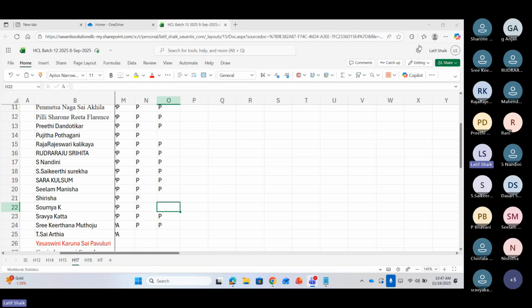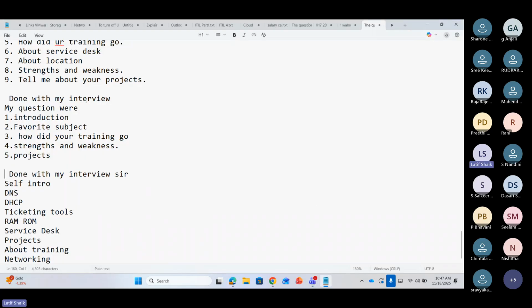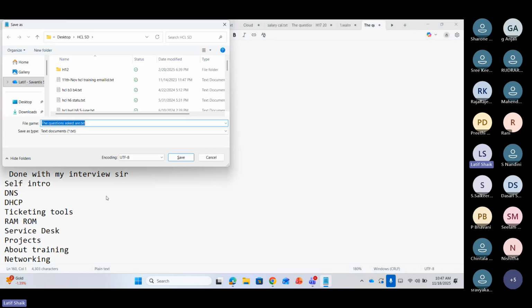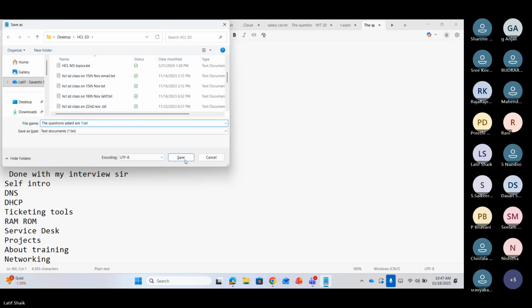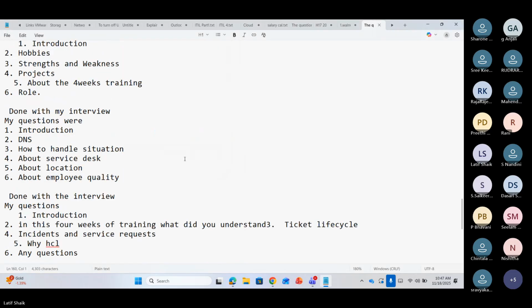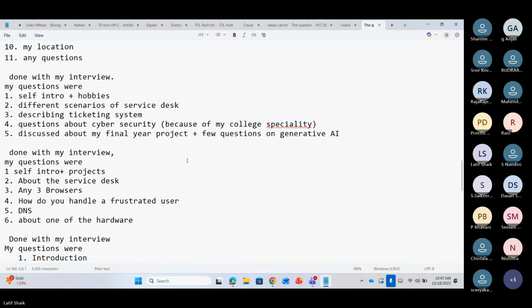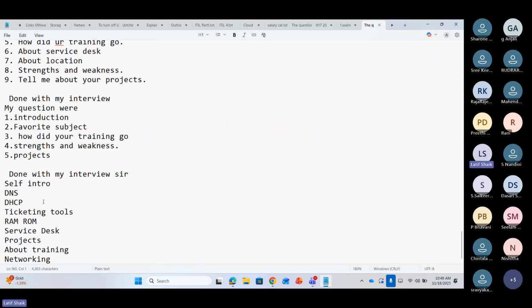Just a small discussion, we'll do it. Based on this, Ravan sir shared some questions to the 15th batch. These are our questions, and also better I will save it. At the bottom side, see, they ask for DHCP, DNS.